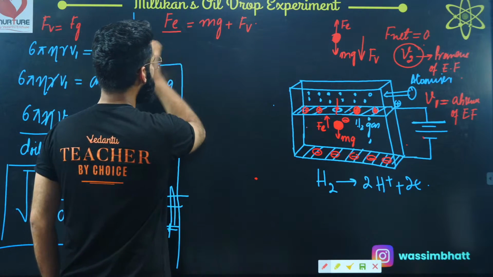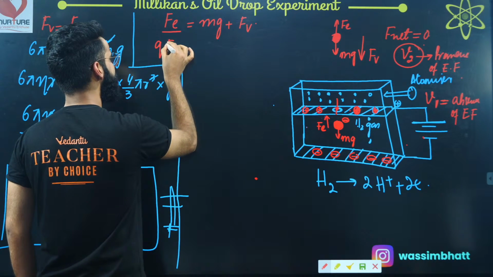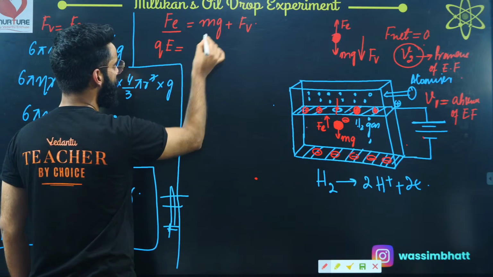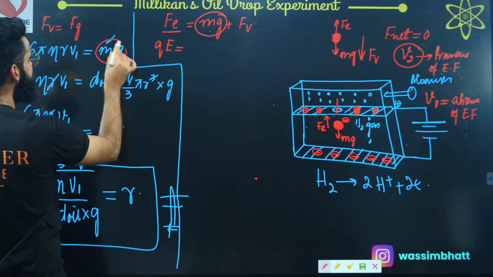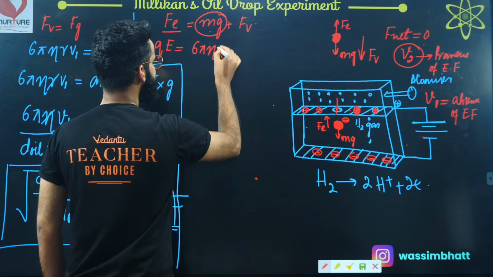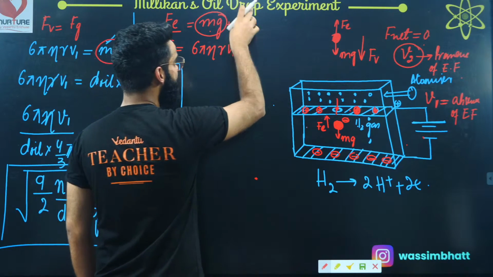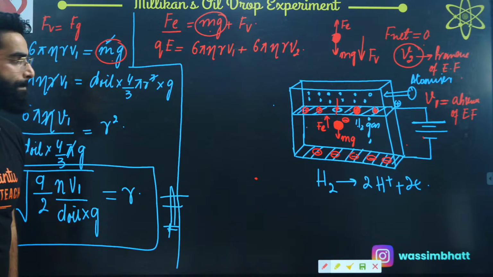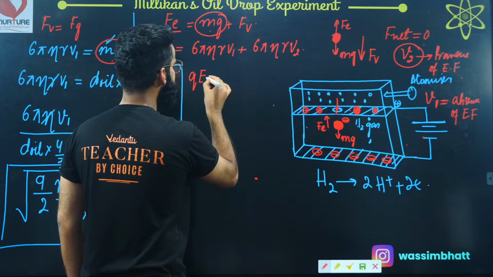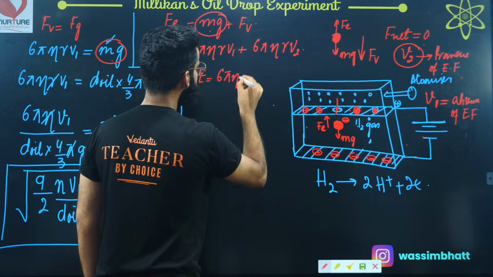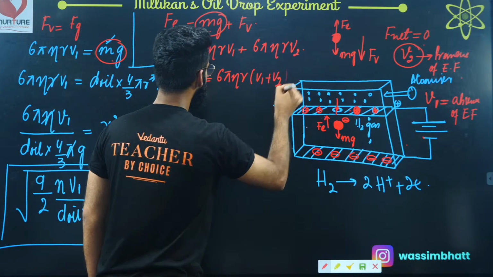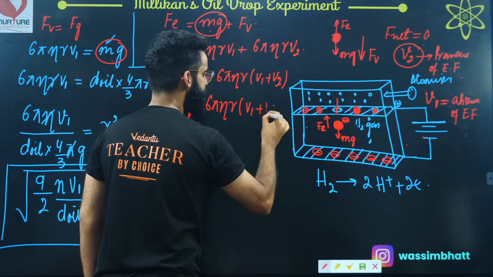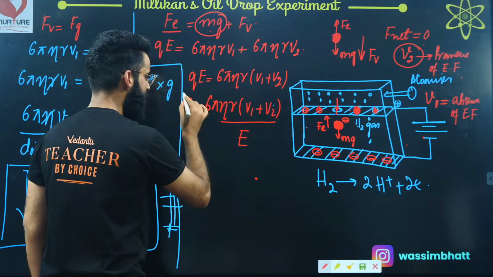Now, what is Fe basically? Fe is going to be Q multiplied by E, the charge on the oil droplet multiplied by the electric field strength. Instead of mg, I can write 6 pi eta R V1, plus the viscous force, which is 6 pi eta R V2 in the presence of the electric field. So QE is equal to, taking 6 pi eta R common, 6 pi eta R times (V1 plus V2). From here I can calculate the value of Q: Q equals 6 pi eta R (V1 plus V2) divided by E.